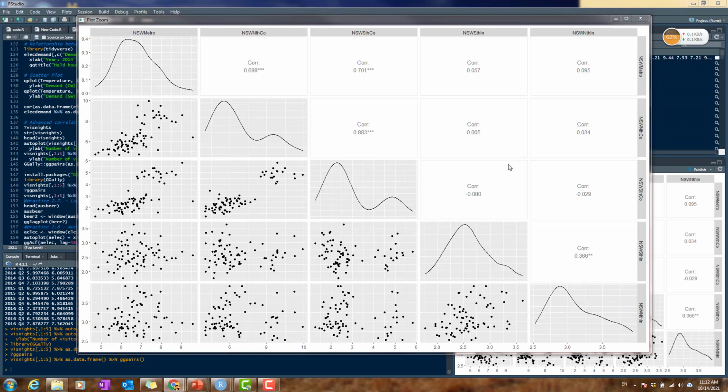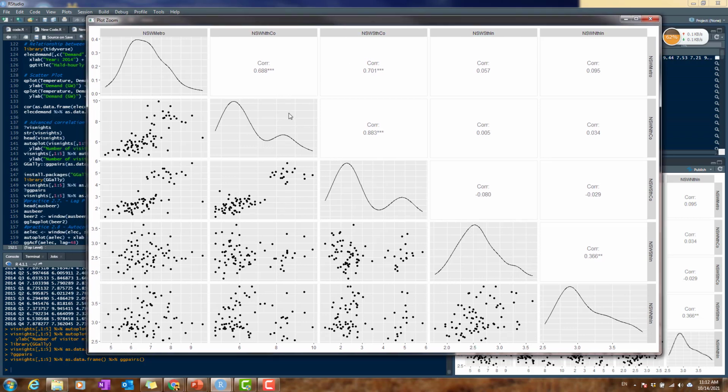You can see over here the relationship between different variables. For example, the horizontal labels are New South Wales Metro, New South Wales Coast, New South Wales North Coast, South Coast, and this will be Southwest something, whatever. So for the interaction, I will show you how to read this one. New South Wales Metro and New South Wales Metro interact in this graph. And what does it mean? This is the probability distribution of the graph, the same as a histogram, something like that.